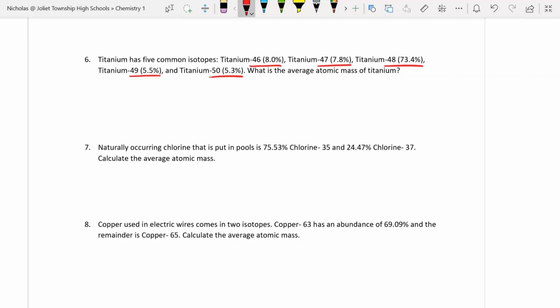So again, our first step is to convert each percent to a decimal. I'm going to skip doing the conversions. I'm just going to go ahead and write them out as decimals. So our average atomic mass, we're going to take each mass. So again, I'm looking at the mass number, and I'm going to multiply it by the percent, but I'm going to convert this as a decimal. Not an English teacher. All right, so 0.08 multiplied by 46.